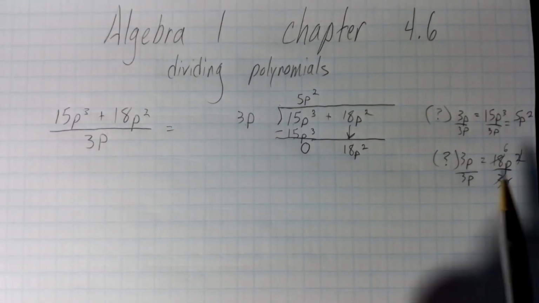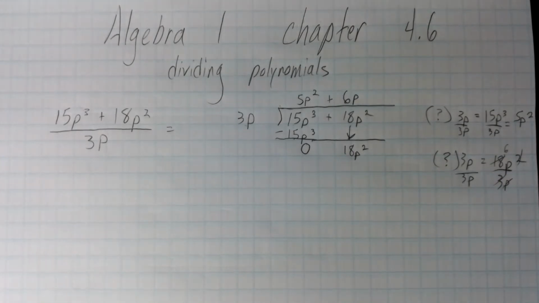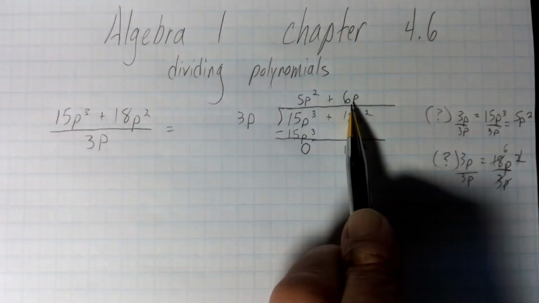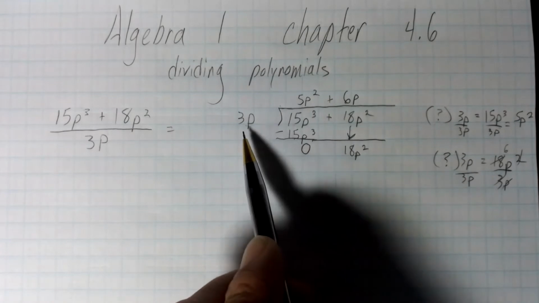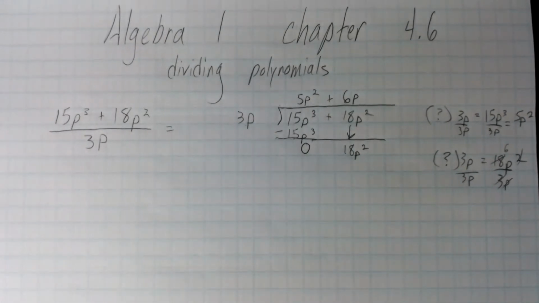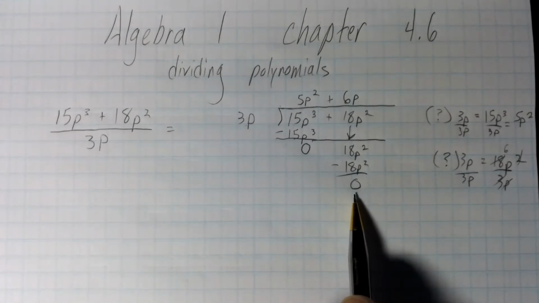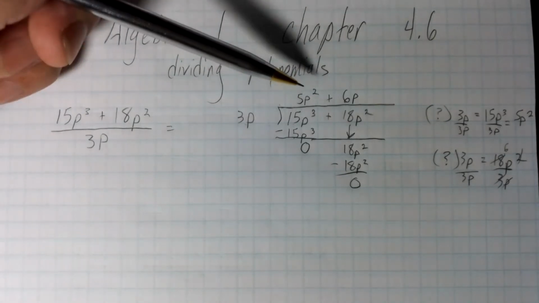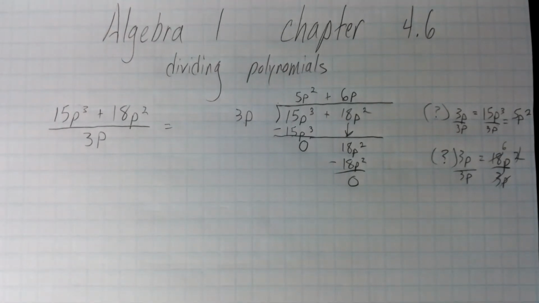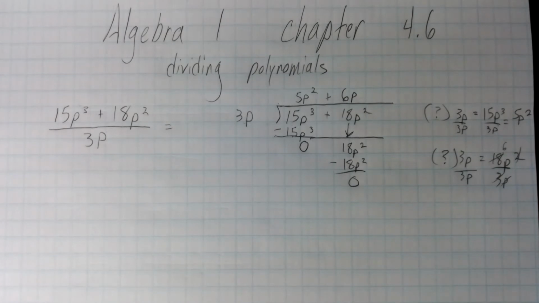Turns out that's going to be a 6p. So that's what I'm going to put here, 6p. Now 6p times 3p is going to give me my 18p squared. I'm going to minus it and I'm going to get a 0. Now here I'm just left with the 0, so I don't have a remainder. So this is my final answer, 5p squared plus 6p.